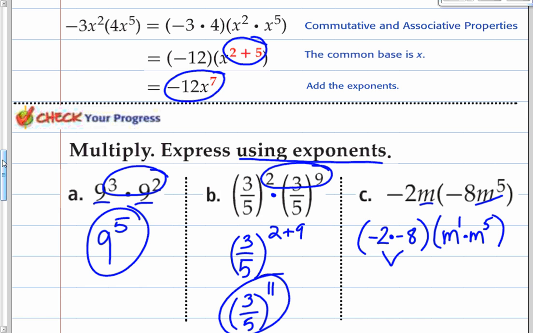So, first things, let's get the coefficients done. That's going to be 16, negative 2 times negative 8. Hope you didn't use your calculator for that one. M to the 1st times m to the 5th. Well, that's m to the 6th power, because I remember now I'm just supposed to add those up and put one of the m's down here. So it's m to the 6th power with a 16 in front of it. 16 times m to the 6th power.